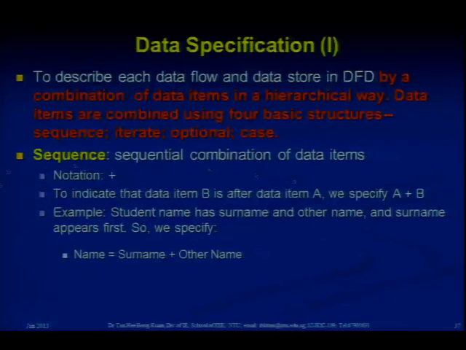Example is here. Name. Most of our names here have a surname, then after that follow with other names. So we can define name equal to surname plus other name. That means our name will be surname first, then followed by other name.